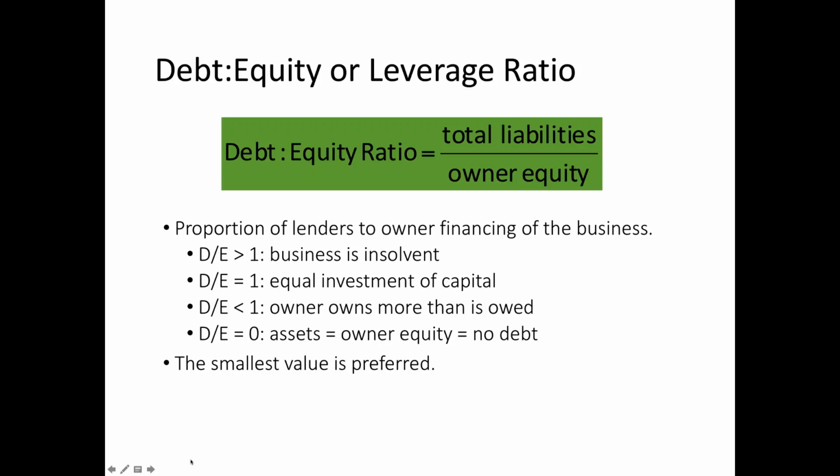Your debt to equity ratio, total liabilities divided by owner equity. This is a measure of solvency. If your total liabilities are less than your owner equity, you are solvent. And obviously, the smaller that number, the better. A 0 would be someone with no debt.